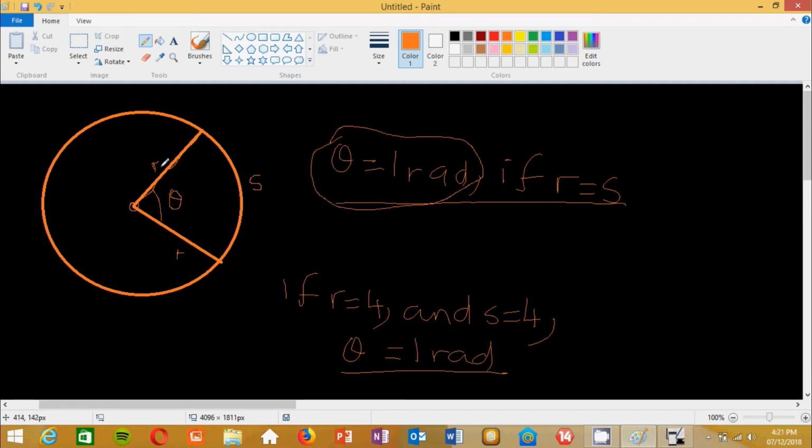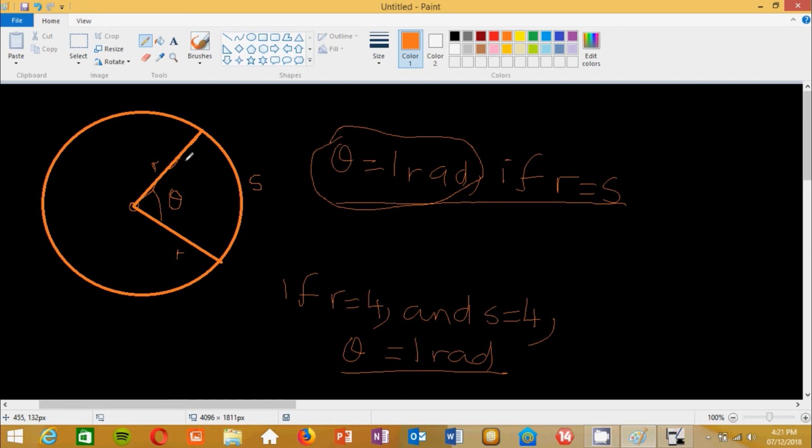If this r here was 5 centimeters and the length of the arc here S was also 5 centimeters, then this theta again would be 1 radian. So 1 radian is basically the angle that is formed between 2 radii in a circle if the length of the radii is equal to the length of the arc that is created by those 2 radii.